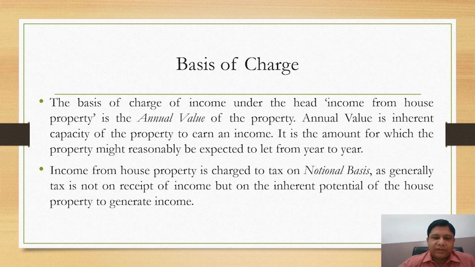The basis of charge of income under the head income from house property is the annual value of the property. Annual value is the inherent capacity of the property to earn an income. It is the amount for which the property might reasonably be expected to let from year to year. Income from house property is charged to tax on a notional basis, as generally tax is not on receipt of income but on the inherent potential of the house property to generate income.